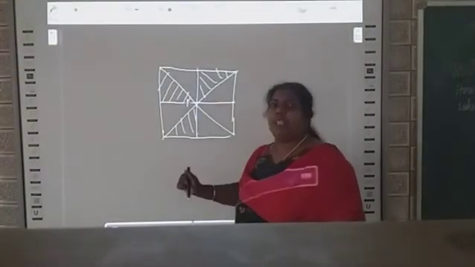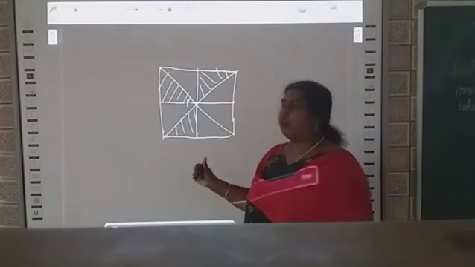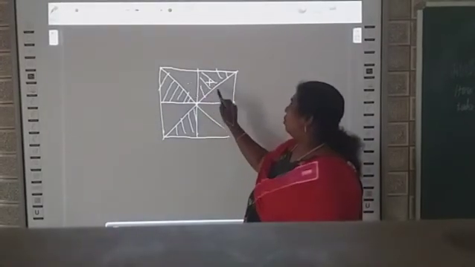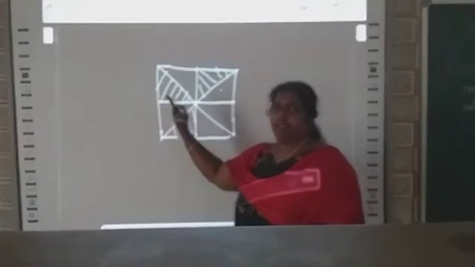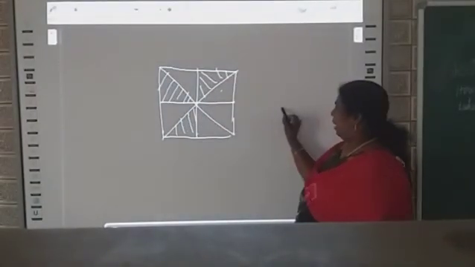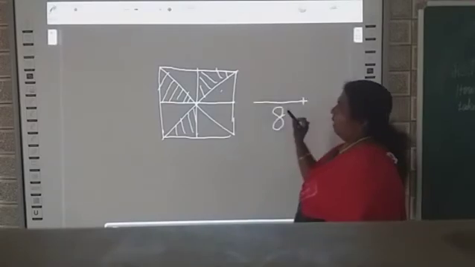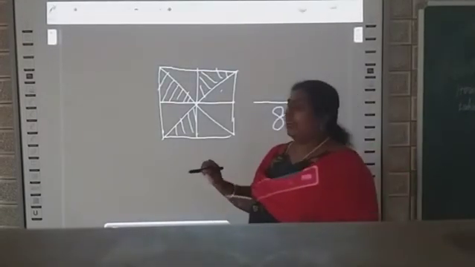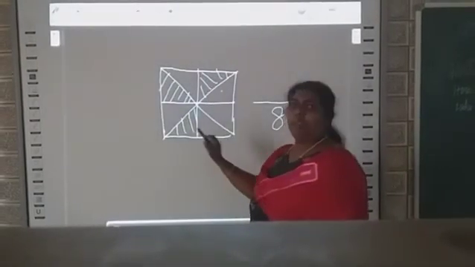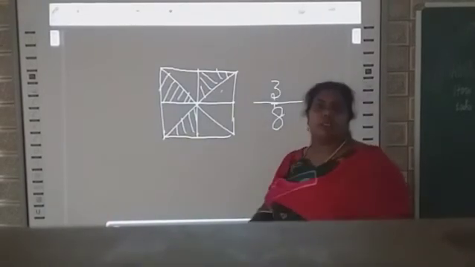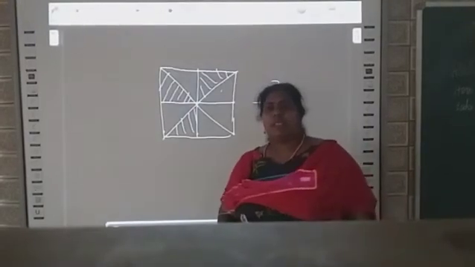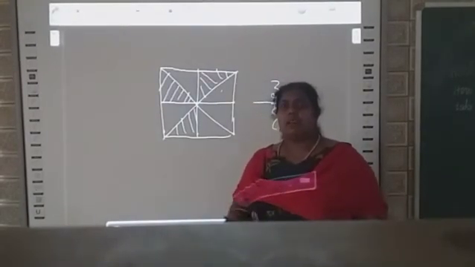See this square shape. How many total parts are there? Just count it. 1, 2, 3, 4, 5, 6, 7, 8 parts are there, isn't it? 8 parts. So denominator value is 8. Then how many parts are shaded? 1, 2, 3 parts shaded, isn't it? So here we have to write the fraction value 3 by 8. Do you understand now what is a fraction? How to find the fraction?